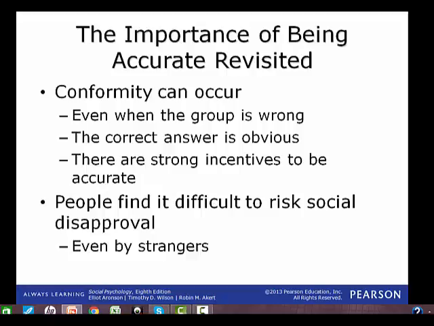Perhaps it's because people find it difficult to risk social disapproval even by strangers. Whatever the punishment will be for having the wrong answer, we don't feel like that punishment is as strong as the punishment that we get from upsetting other people. And perhaps this is something that's ingrained in us by society. Perhaps it's just part of nature, part of wanting to belong to the group, and that belonging to the group is an important part of survival. And we'll talk more about groups next week. But it is very difficult for us to risk disappointing people, even if they're strangers.